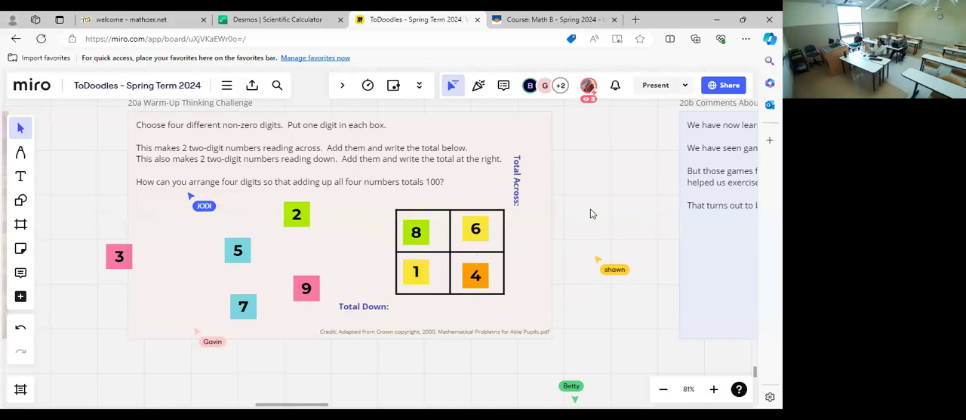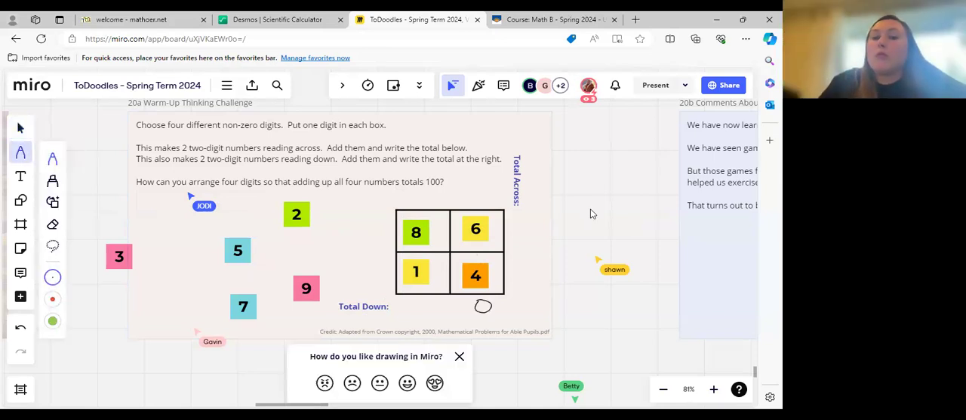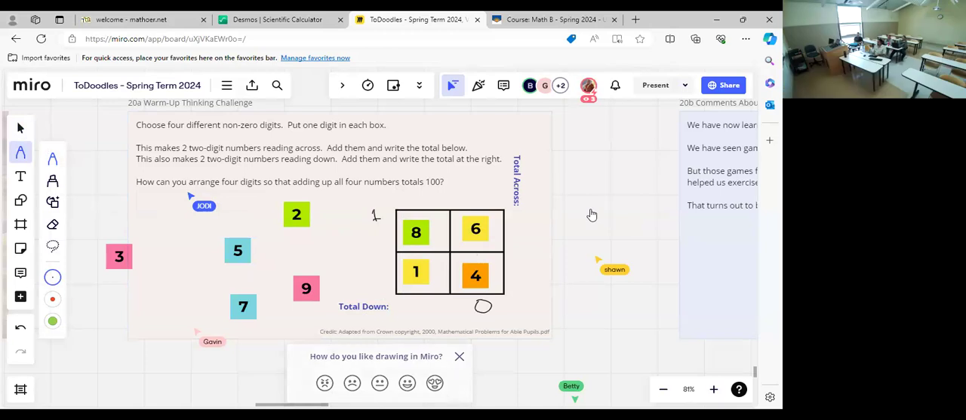Okay, so if I add them down, 6 and 4 is 10. And 8 and 1 and 1 is 10. So that adds up to 100. So in that part, Brittany is quite successful.